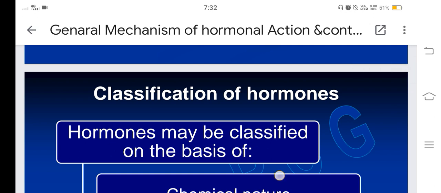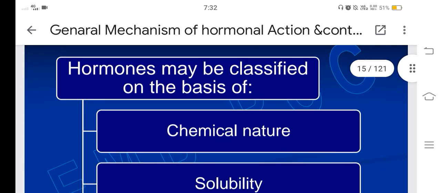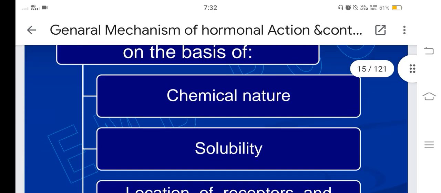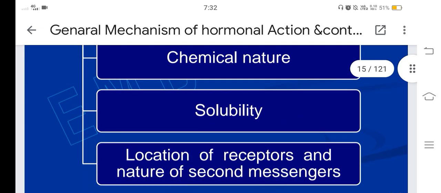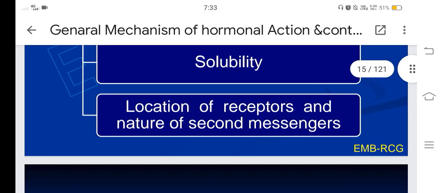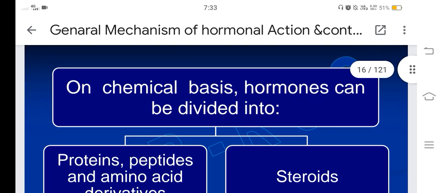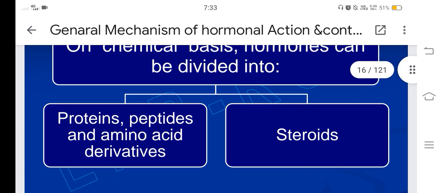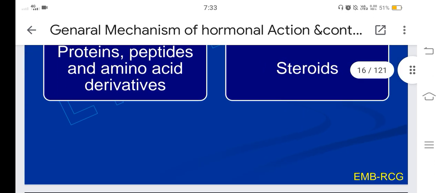Classification of hormones. Hormones may be classified on the basis of chemical nature, solubility, location of receptors, and nature of second messengers. On chemical basis, hormones can be divided into proteins, peptides and amino acid derivatives, and steroids.